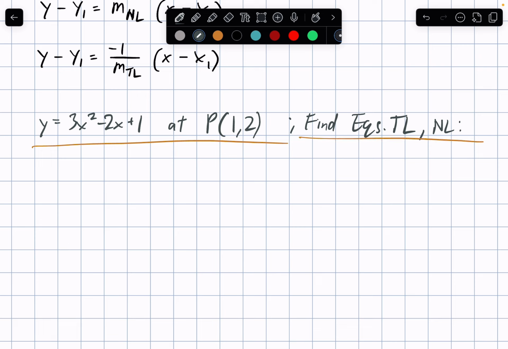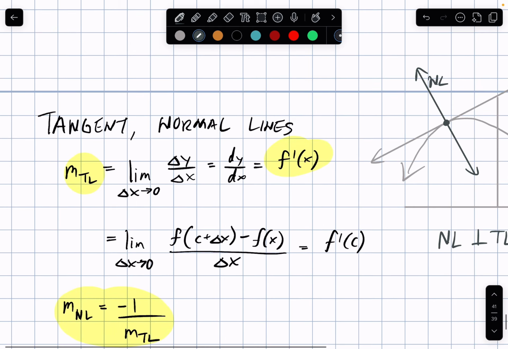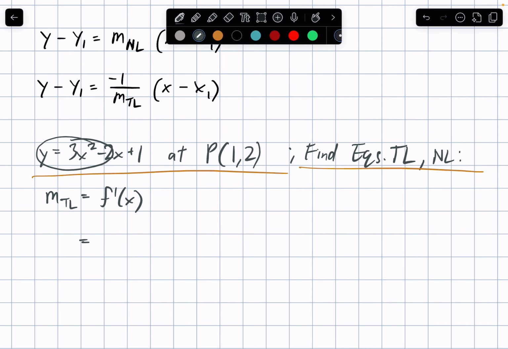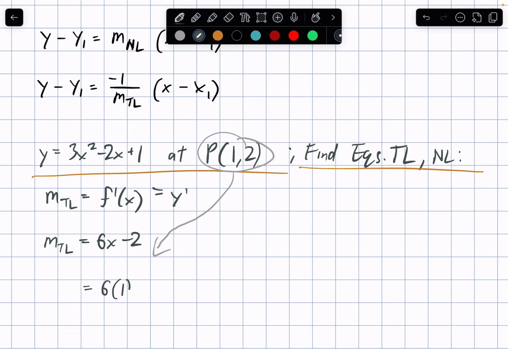So how do you do that? Based on what we are given, we know that the slope of a tangent line is equal to the derivative of f of x, as stated earlier. So what we do is find the derivative of this: 6x minus 2. This is our m_TL. And we are given a coordinate, right? So let's substitute x as 1. 6 times 1 minus 2, 6 minus 2 is 4. This is the slope of our tangent line.